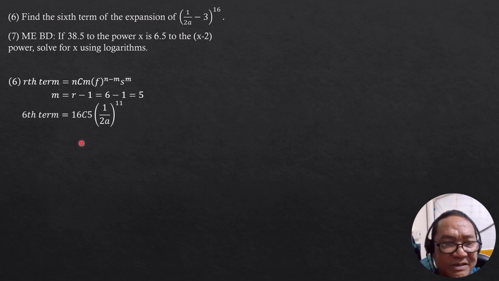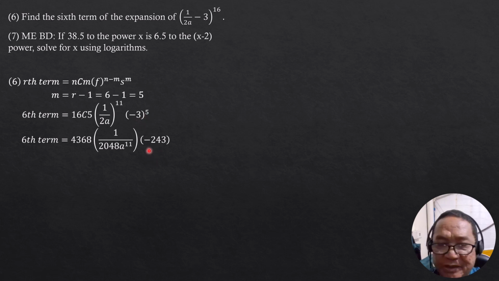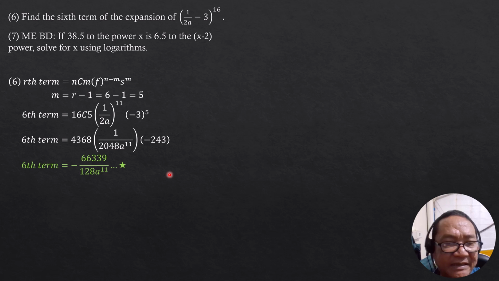So 16 combination 5 is equal to 4368, and 1 to the 11 is 1. 2a to the 11 is 2048 a to the 11, and negative 3 quantity to the 5th is negative 243. So using your calculator, simplifying, the answer for the 6th term is negative 66339 over 128 a to the 11th.